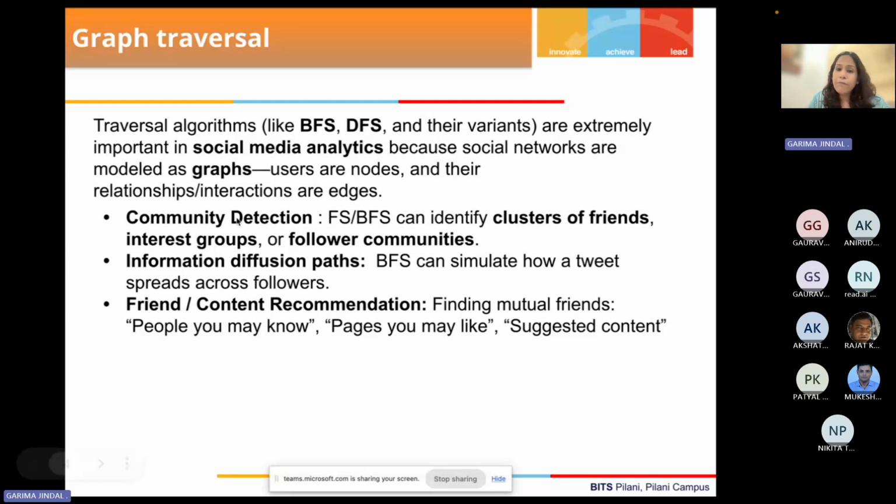So the first application of the traversal algorithms is identifying the communities, or the groups of people that are closely connected. Then the next application of traversal algorithms is information diffusion.